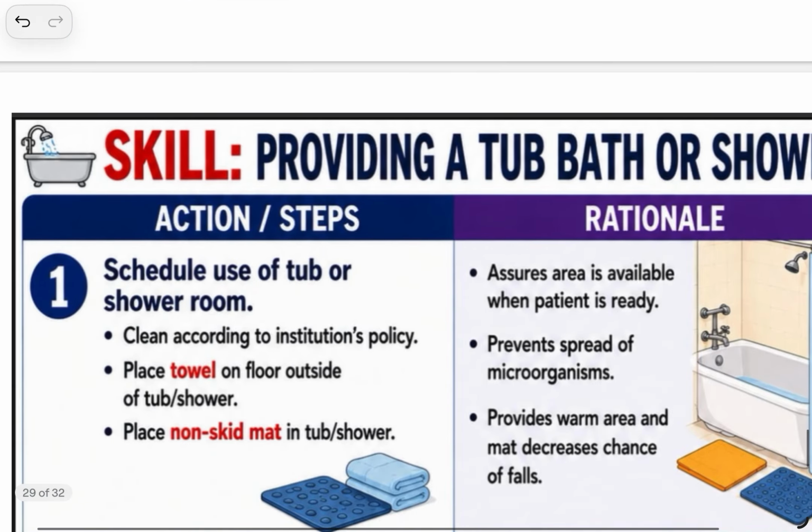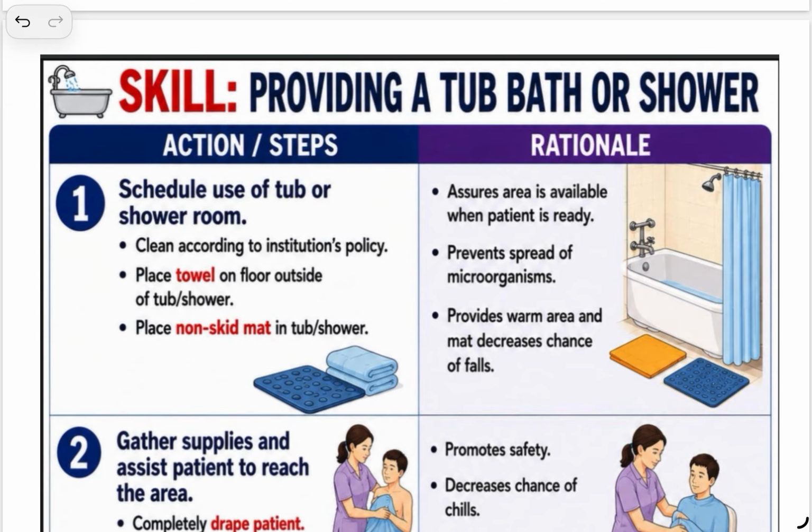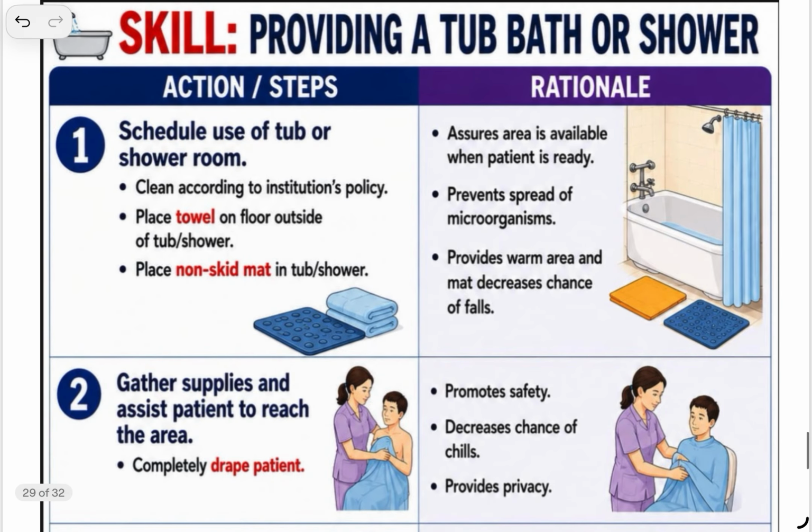Next one, what are the skills? The last topic of this class is skills. This procedure, providing a tub bath or shower, is the last topic, so we will discuss it. You need to provide the towel on the floor, as they have said in your textbook. You can keep it on the table also, right? So you keep the towel on the table, but the non-skid mat should be on the floor itself, okay. And why do we use the non-skid mat? In order to prevent skidding and prevent the patient from falling, okay.